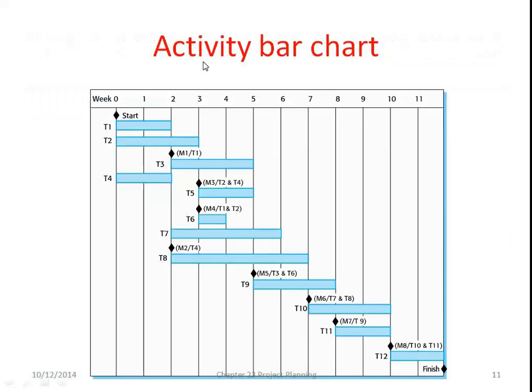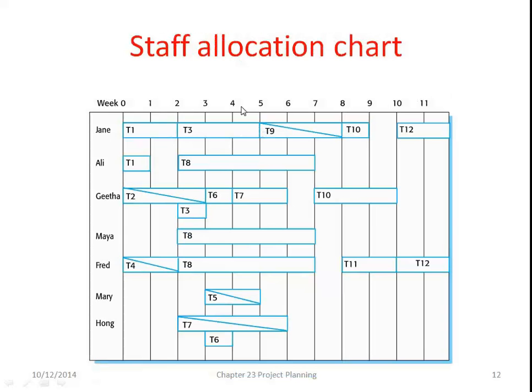Here it is shown as an activity bar chart. Task 1 runs from 0 to 2, task 2 runs from 0 to 3, meaning 3 weeks, and task T3 depends on T1. After completion of task 1, task T3 starts, that means in the second week, T3 runs from 2 to 5, and so on. This chart is called an activity bar chart.